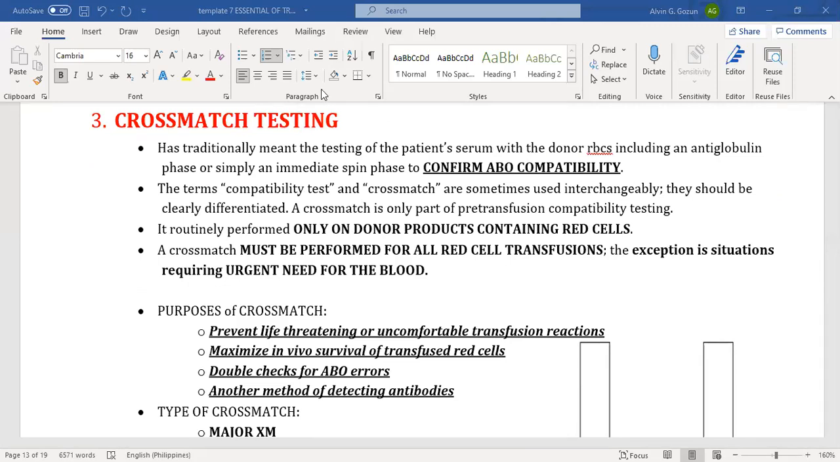Okay. Sige. Let's proceed. Cross-match testing na tayo. Cross-matching na tayo, guys. So, cross-match testing has traditionally meant the testing of patient serum with the donor RBCs, including an anti-globulin phase or simply an immediate spin phase to confirm ABO compatibility. So guys, this is used to confirm ABO compatibility. The terms compatibility test and cross-match are sometimes used interchangeably. They should be clearly differentiated.